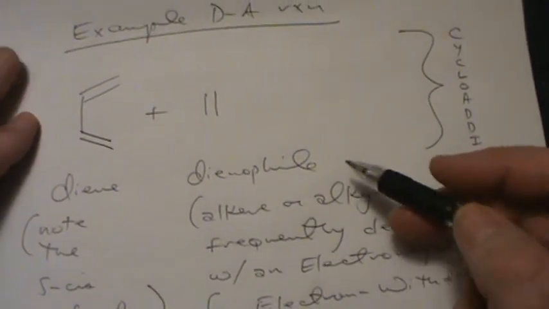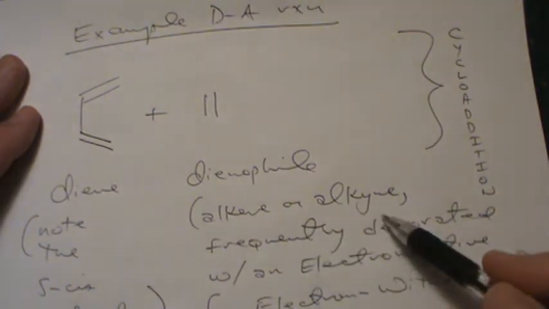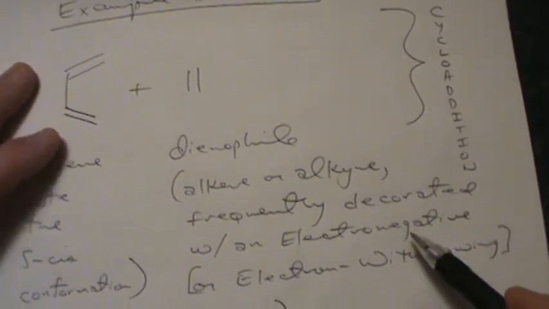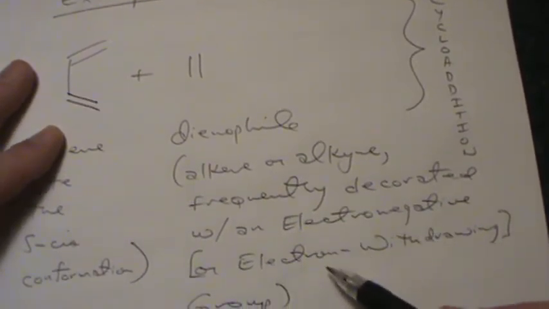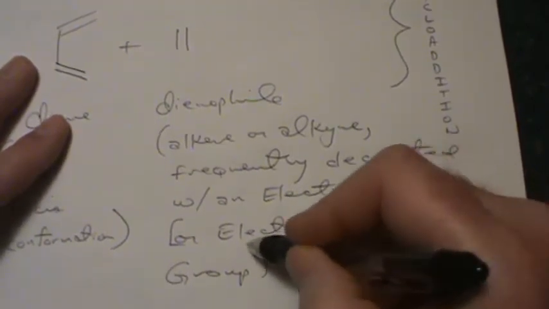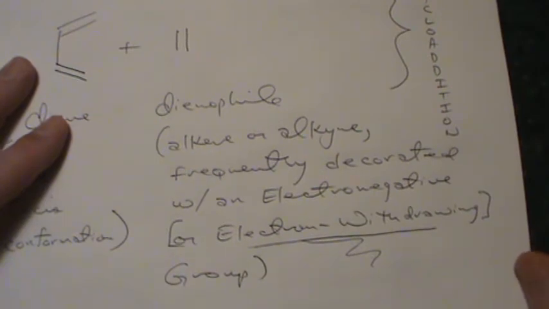Look at the dienophile. The dienophile is usually an alkene. This is just ethylene right here, or an alkyne. An alkene or an alkyne. And frequently the alkene or the alkyne is decorated with an electronegative group, or in other words, an electron withdrawing group. This term, electron withdrawing, will become more and more prevalent for us, especially as we get into aromatic chemistry.